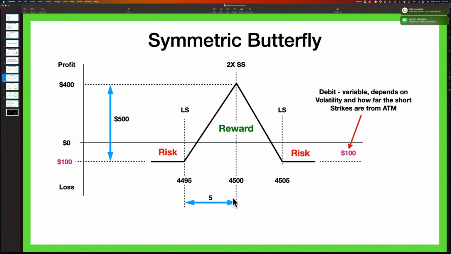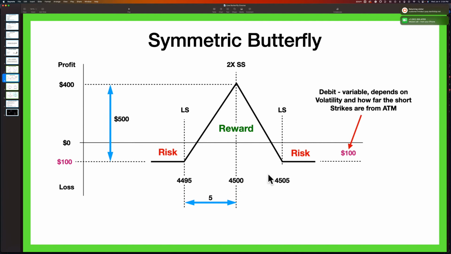This particular fly is 5 wide. So if you were to think, how do you calculate the max profit? The max profit is the width, 5, and because it's an option, you multiply that by 100, so that's 500 minus the debit. In this particular case, the debit is 100, so that would be 500 minus 100, so the max reward is 400, and you can see that over here.